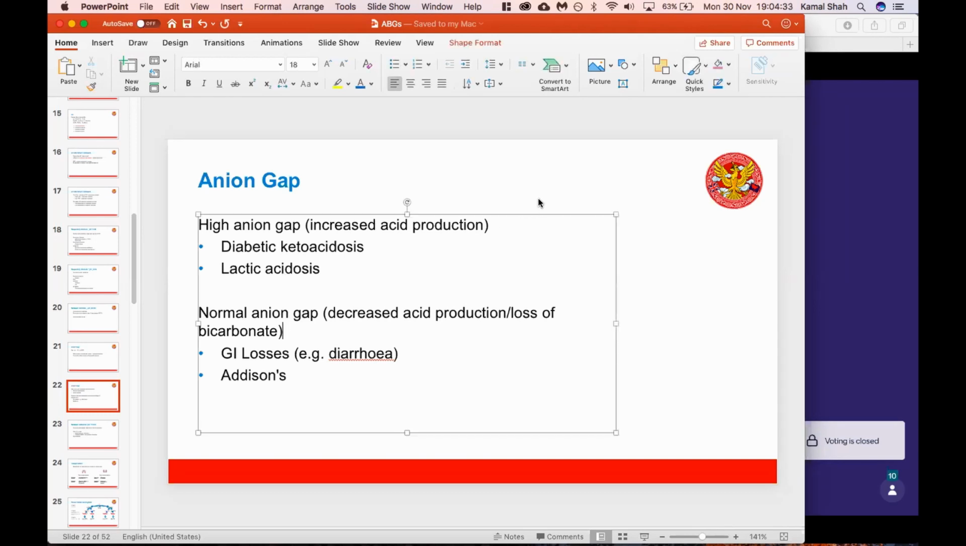So we've got high anion gap and we've got normal anion gap. Normal anion gap acidosis could be due to GI losses, so in diarrhea, and Addison's as well. This could be due to loss of bicarbonate. If we're losing bicarbonate, we're going to have a metabolic acidosis as well.